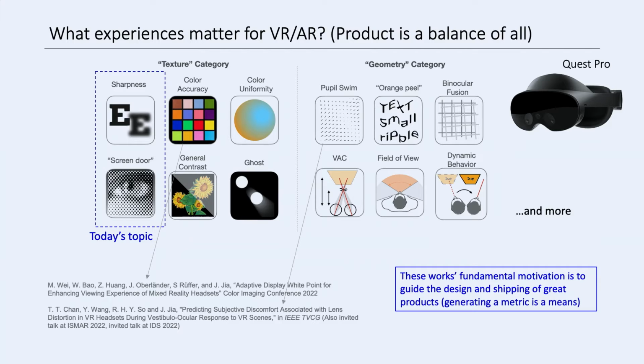I think my team at Meta recently published some of the interesting work in color accuracy and color features in MR, also at IS&T conference last year. And how do we mathematically model motion sickness, that's published also last year, so you can take a look. Including today, and there will be more interesting work coming out. So I want to stress that our team's foundational motivation is about guiding the design and shipping of great products, right? And I think the metrics and models are part of it, and it's just a means.